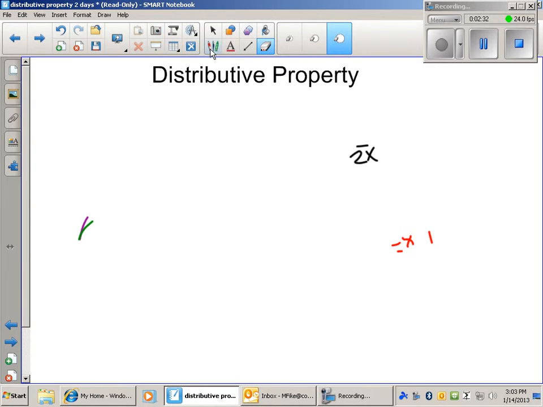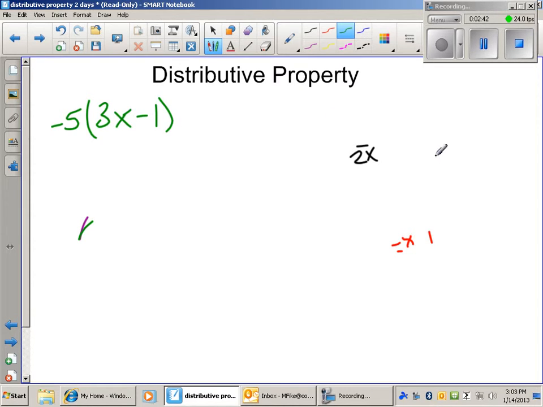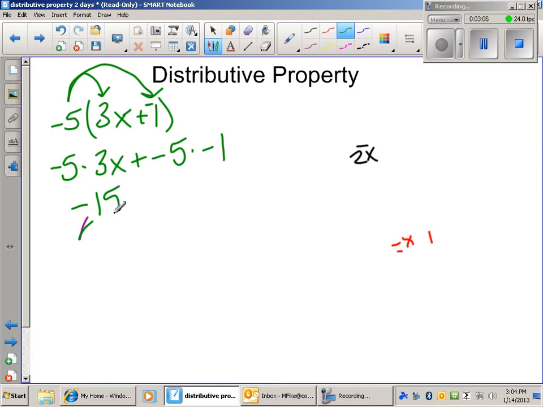Let's say I have negative 5 times (3x - 1). Now, if I didn't want to draw that area model, I could just multiply the negative 5 by everything inside the parentheses. Now, I think it would be a good idea if you change this minus sign to plus a negative so that you don't lose your subtraction sign. So you'd have negative 5 times 3x plus negative 5 times negative 1. So that would be negative 15x + 5, because a negative 5 times a negative 1 is a positive 5.